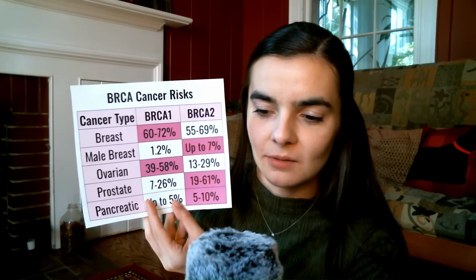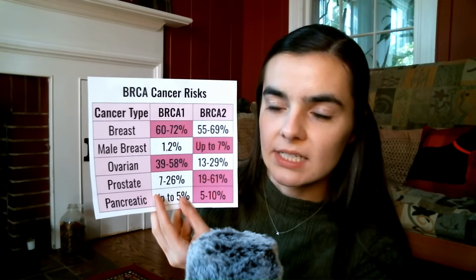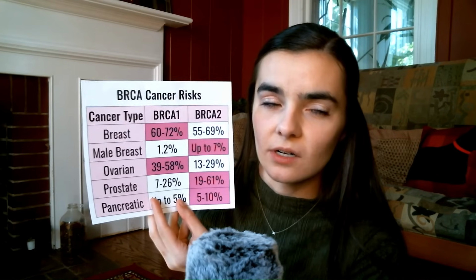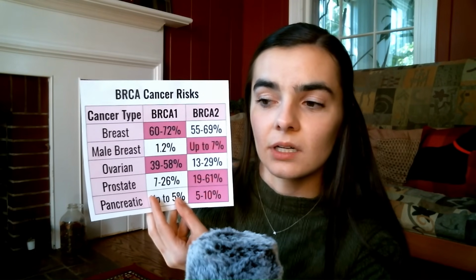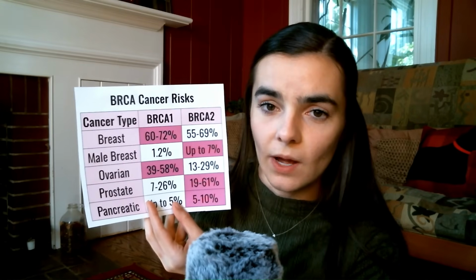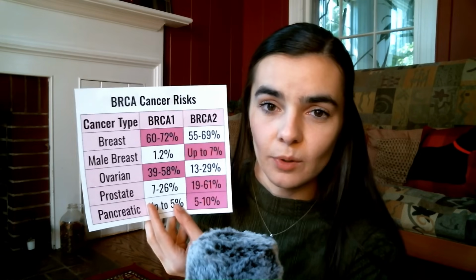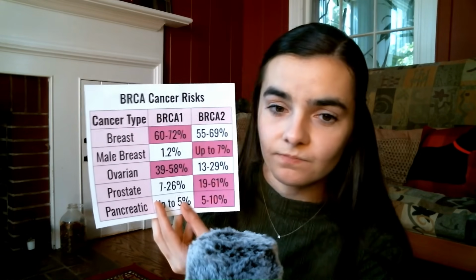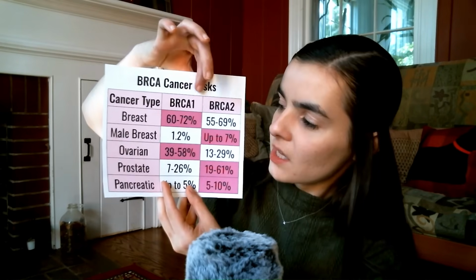Not really true. It's slightly lower. So for both of these, if you have a mutation, you're supposed to start breast MRIs at 25 years old, and then start doing mammograms as well at 30. It's also recommended to consider just removing the breasts, because that gets rid of that risk for the most part.